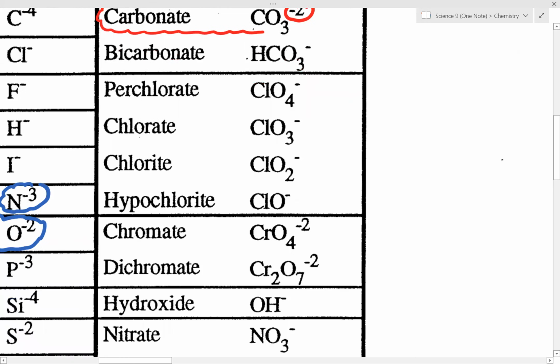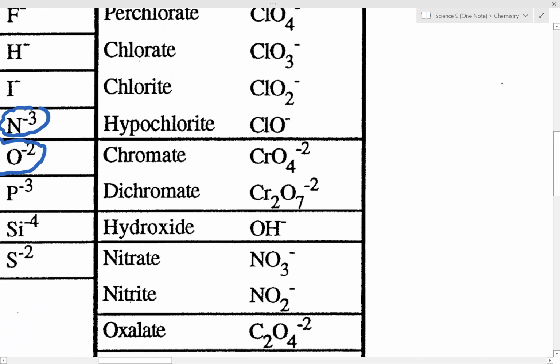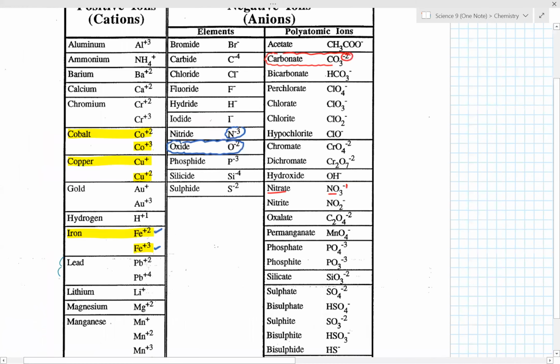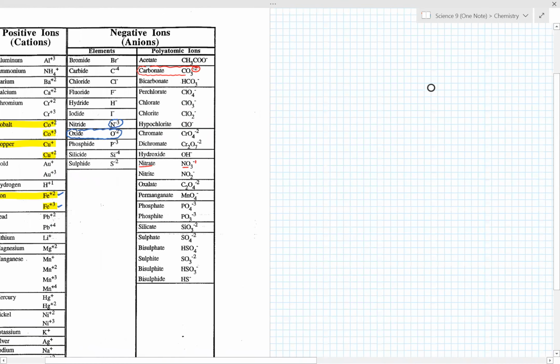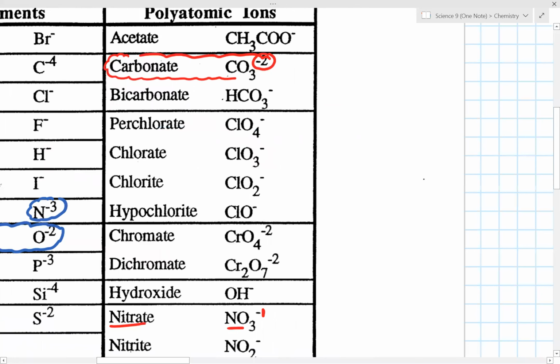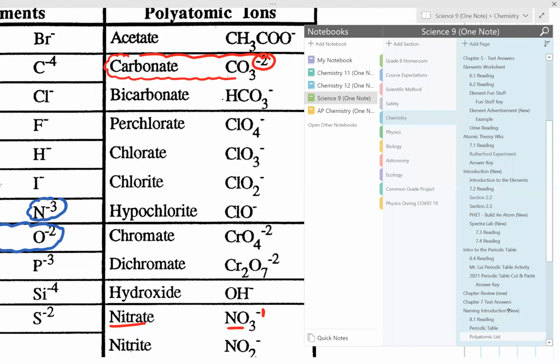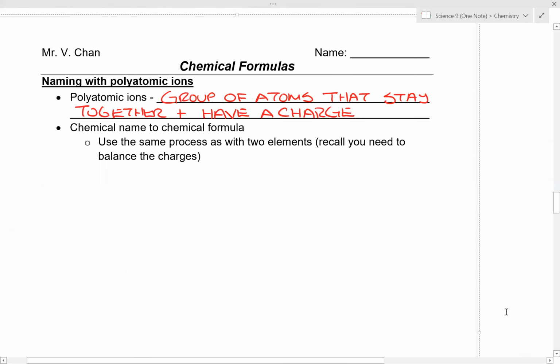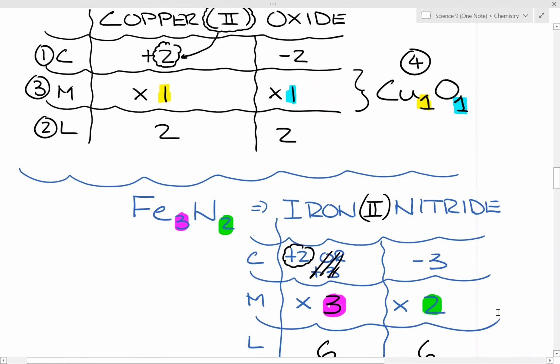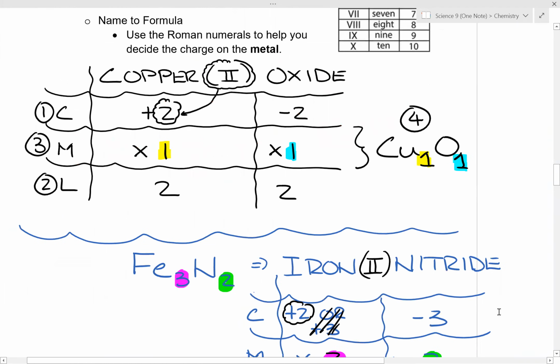Let's say we had something like nitrate. Nitrate is just 1 nitrogen, 3 oxygens, and overall it has a charge of -1. You will notice that the majority of the polyatomics end in either ATE or ITE. Going back to our notes, when we go from a chemical name to a chemical formula, we use the exact same process as with 2 elements. We still use the same 4 steps: charge, lowest common multiple, multiplier, and then writing the formula.